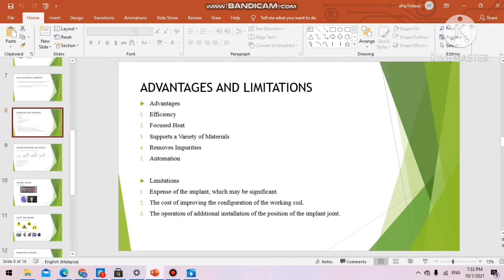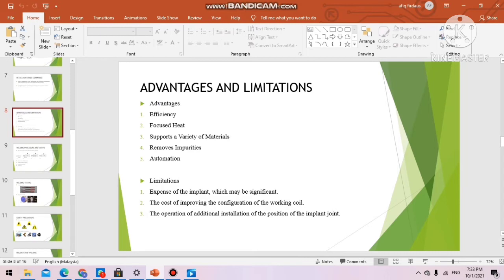For the advantages and limitations of induction welding, the advantages: the first is efficiency. Induction welding is a highly efficient welding process. Even though induction welding requires electricity, it often requires less energy than other high frequency welding processes, making it an appealing option for large-scale welding applications. It is a very efficient welding process because it generally uses less electricity than other welding processes.